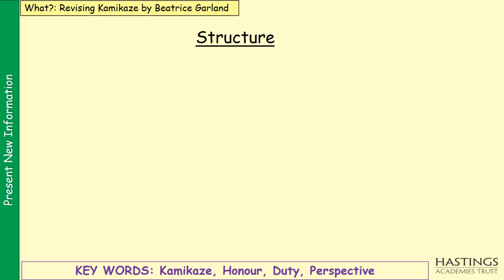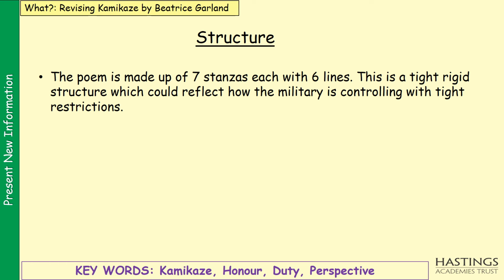Okay, so a little bit on the structure of the poem and how this helps us to understand meaning. So as we go through this, make a couple of notes on your page, whatever you're writing on. Okay, so the poem is made up of 7 stanzas, each with 6 lines. This is quite a tight, rigid structure, and this could reflect how the military is quite controlling with tight restrictions. He hasn't got any room to not do what they're asking, so that's what the structure of the stanzas could represent.